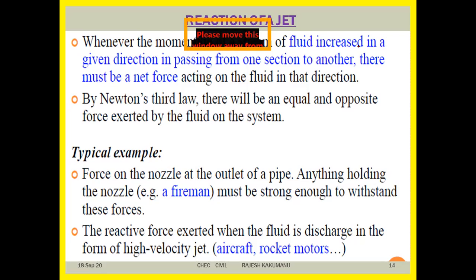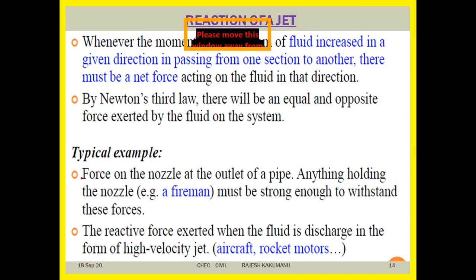So by using Newton's third law, which is the equal and opposite force exerted by the fluid on the system, this reaction of a jet can be done. Now, if we take an example of the reaction of a jet, see the examples.